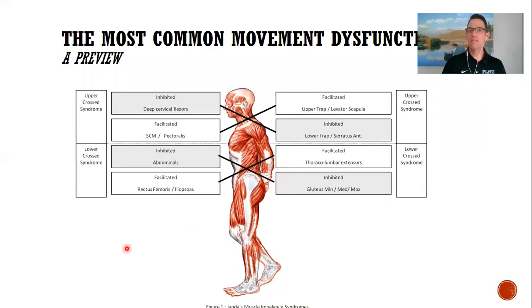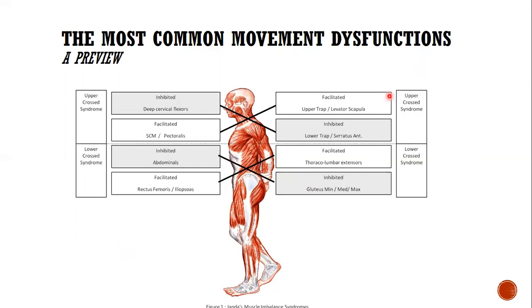Some of you probably have seen this in the literature. What are you looking at? You're looking at the most common movement dysfunctions identified by a neurophysiologist, Vladimir Janda, and other folks have used it. But really, these movement dysfunctions are part of what the NASM corrective exercise model is based on. And so I'm not going to spend a lot of time in detail here.